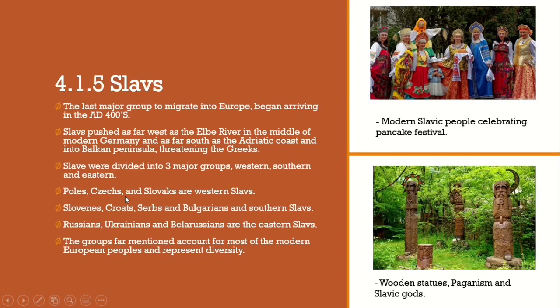So the Poles, Czechs, and Slovaks are the Western Slavs. Slovenes, Croats or Croatians, Serbs or Serbians, and Bulgarians are the Southern Slavs. The Russians, Ukrainians, and Belarusians are the Eastern Slavs. So finally, the groups mentioned account for most of the modern European people and represent diversity. This figure shows the wooden statues of paganism and Slavic gods. Back at that time, they worshipped these wooden statues as their gods.